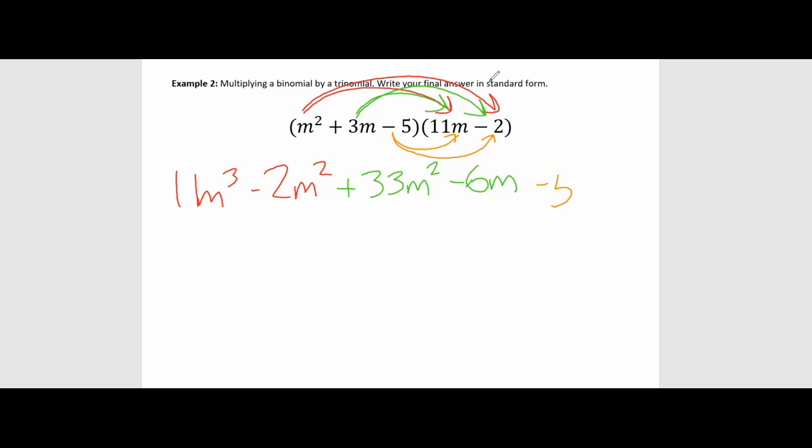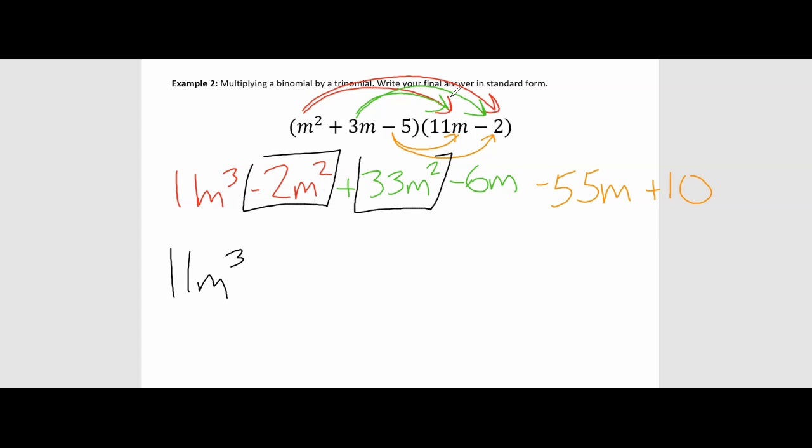This is going to give me negative 55m plus 10. Again, you may be tempted to stop, but we need to combine our like terms. Well, there's only one m cubed, so I'm going to keep it there, 11m cubed. I have 2 m squareds, though. So that's going to give me plus 31m squared. I have 2 m terms. Combining those is going to give me minus 61m.